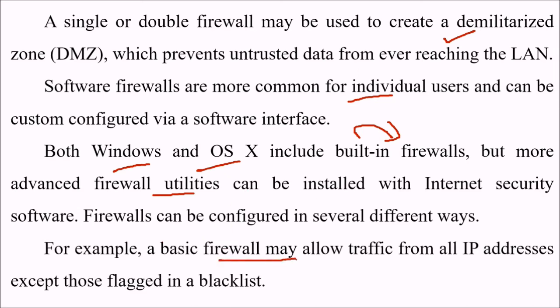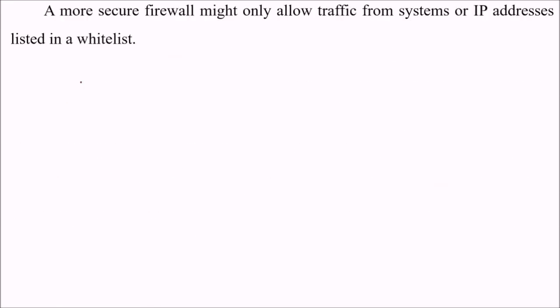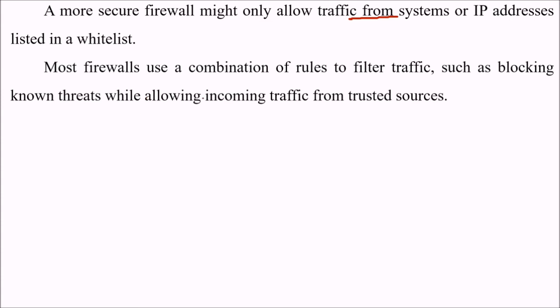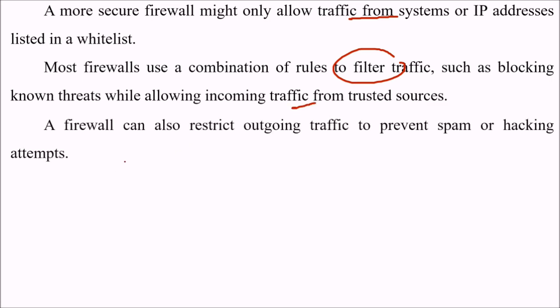A firewall can be configured in several different ways. For example, a basic firewall may allow traffic from all IP addresses except those flagged as blacklisted. A more secure firewall might only allow traffic from systems which are whitelisted. Most firewalls use a combination of rules to filter traffic, like blocking known threats while allowing incoming traffic from trusted sources. A firewall can also restrict outgoing traffic to prevent spam or hacking attempts.